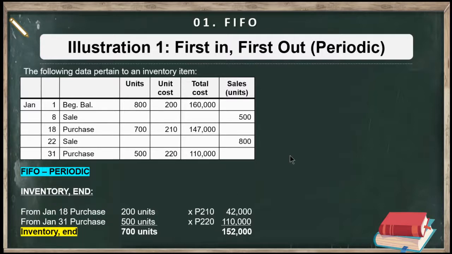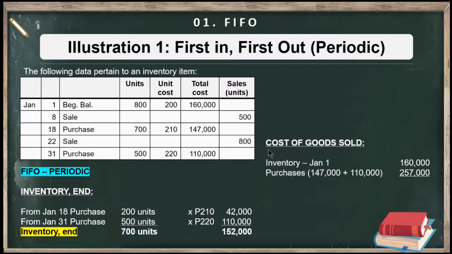So therefore, how much is our cost of goods sold? Remember, if we're using the periodic inventory method, you need to compute the cost of goods sold. You can compute it if you have your goods available for sale and your inventory ending balance. So recall the pro forma for the cost of goods sold. You have the inventory beginning, which is 160,000, plus the purchases, so that's 147,000 plus 110,000.